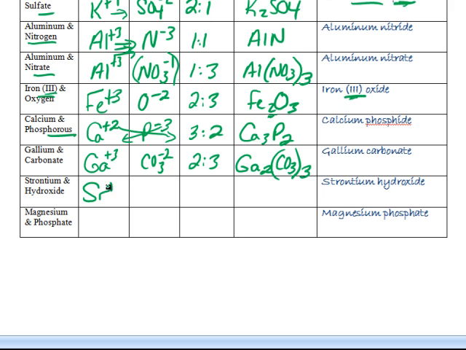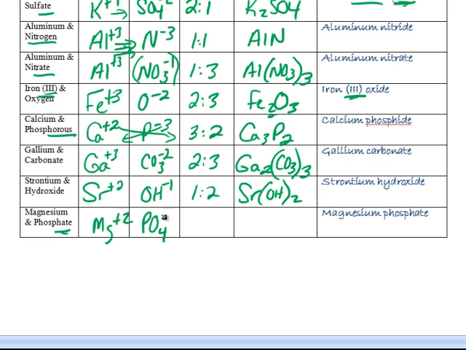Strontium, +2, I believe. Hydroxide, OH -1. Crisscross them, it's going to be a 1-to-2 ratio, Sr(OH)2. And magnesium, Mg +2. Phosphate, ate.